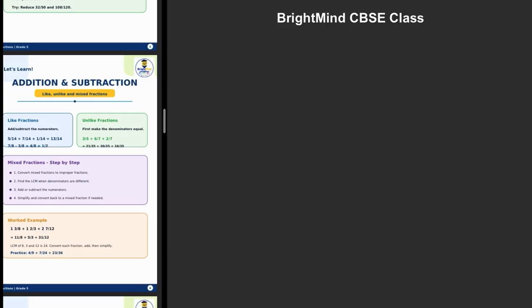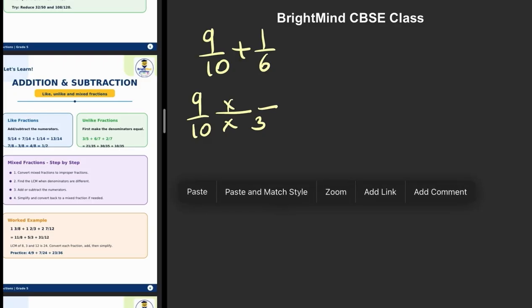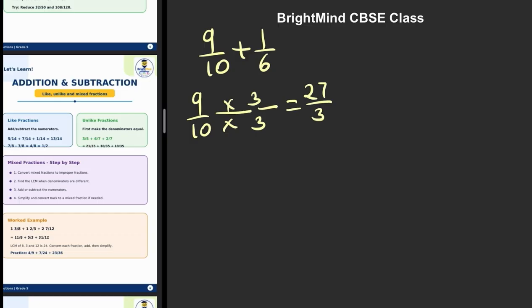So, I am writing the fraction again. Our fraction is 9 by 10 plus 1 by 6. Okay, first I will take the first fraction, 9 by 10. I am multiplying the denominator by 3, and then I will also multiply the numerator by 3. So how will it come? It will come as 27 by 30.